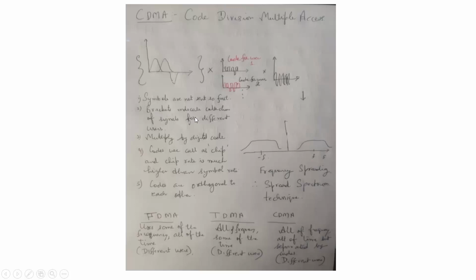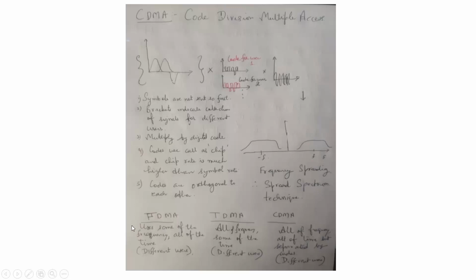So these brackets are showing the collection of signals for different users, multiplied by digital codes we call chips, and the chip rate is much higher as I have just explained. The most important point is that the codes are orthogonal to each other, and we get a wider spectrum at the output. So the spectrum is actually spread. That is why this technique is also known as the spread spectrum technique.